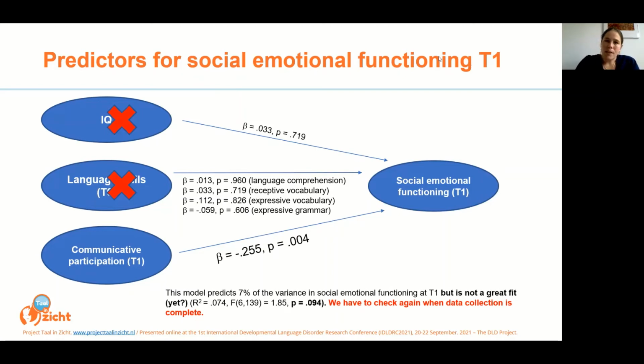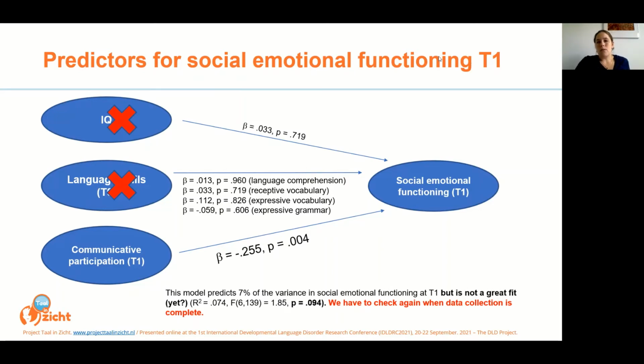But going back to the 7% of explained variance, right? It's not a lot. This makes us wonder, what about the other 93%? What else is going on? Perhaps other things are going on outside of these measures that influence social emotional functioning that we haven't looked at or maybe haven't even included in our data yet. So that's an interesting thing to ponder about.